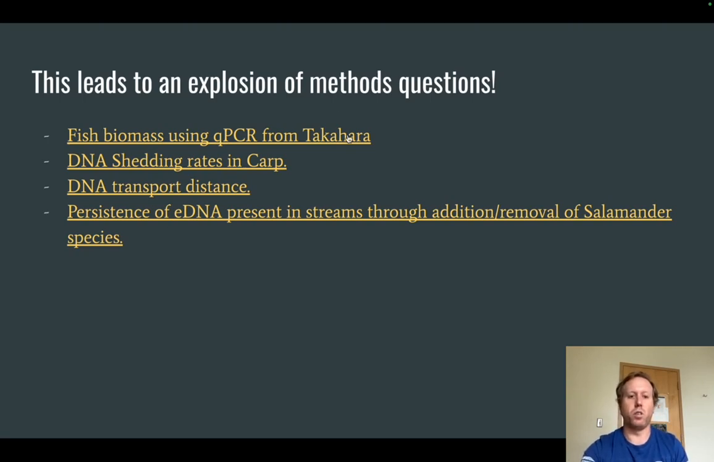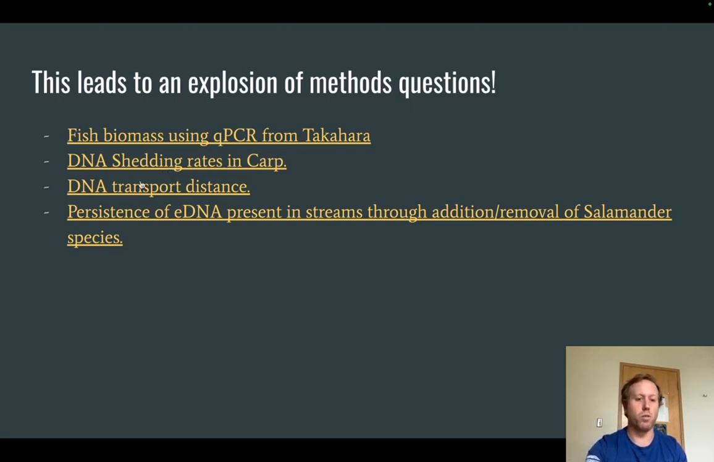And this is one of the first attempts here from Takahara with some carp species in Japan. There was another paper, as a result of all these methodological questions, that talked about, okay, well, we're getting this eDNA in the environment. We have some idea of the persistence of that eDNA. Well, let's look at the shedding rates of various species, and that's what this paper covers, looking at carp's eDNA shedding rates. How often are they actually releasing eDNA that we could really use, right?